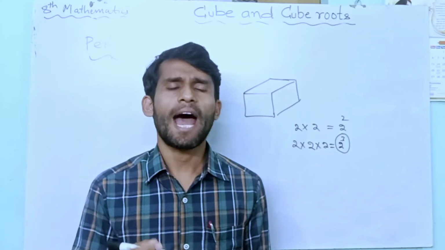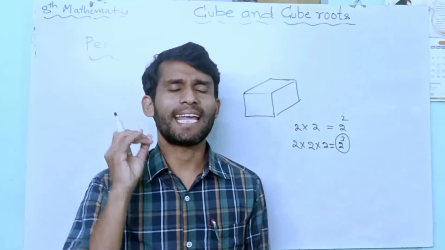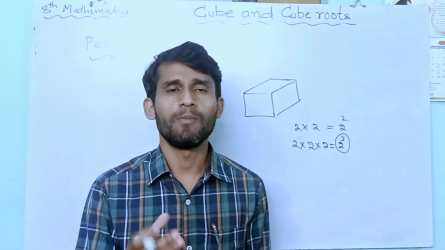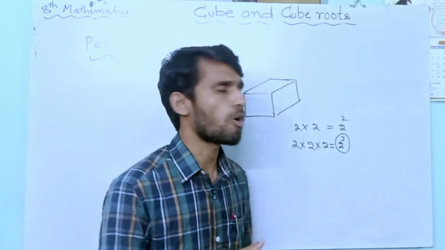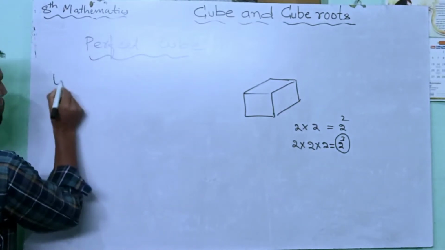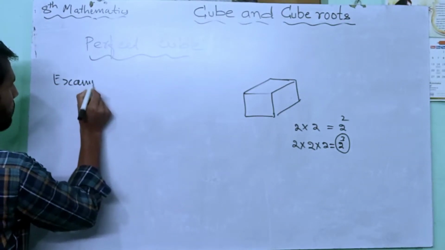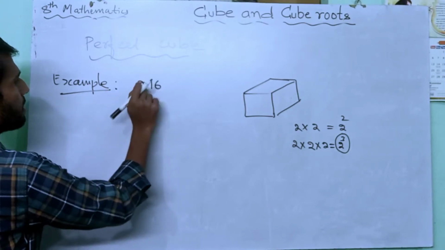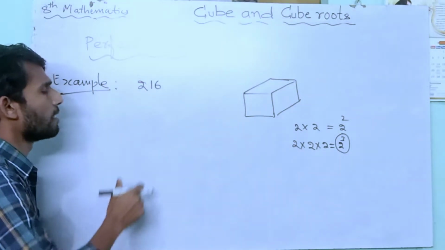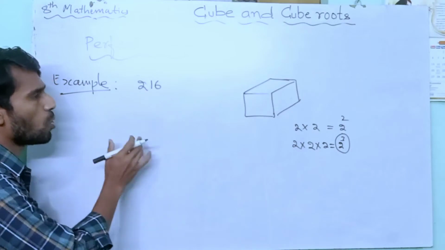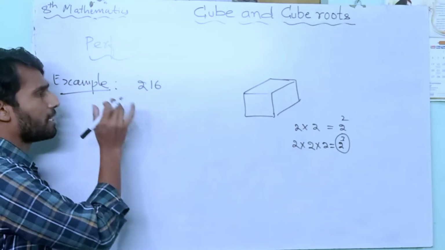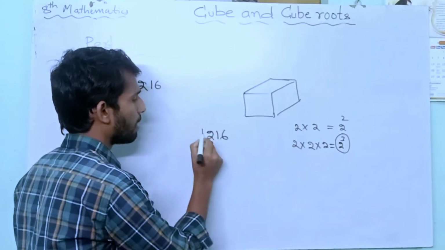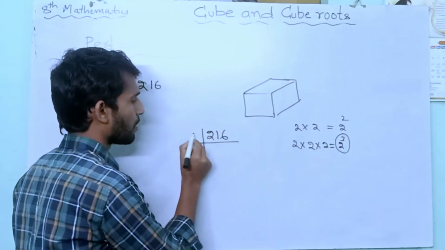Dear students, now I am showing by using an example how we can find out the perfect cube. Let us see an example here. Now I am taking 216. I will show whether this is a perfect cube or not. Now see here, I am doing the prime factorization method.